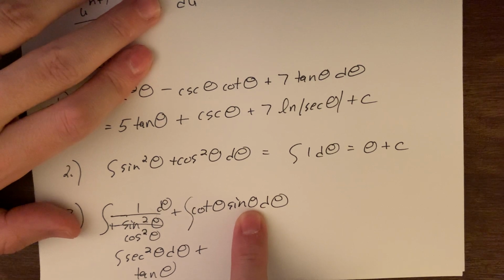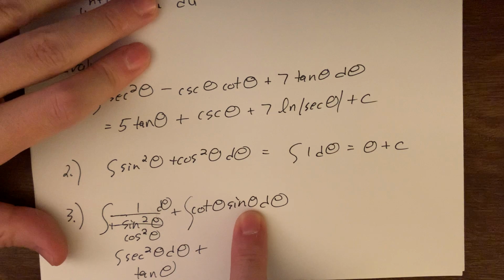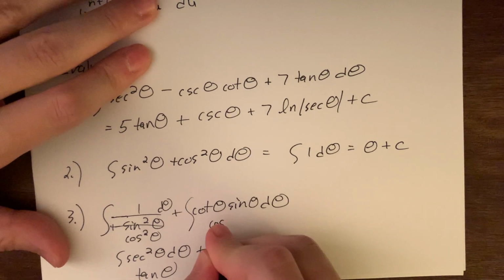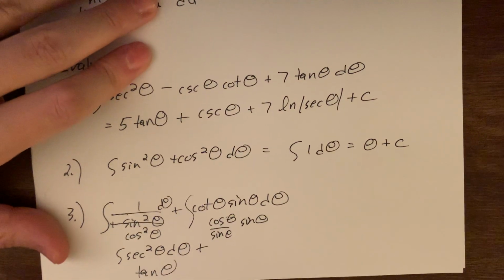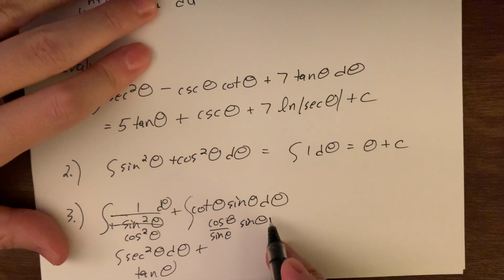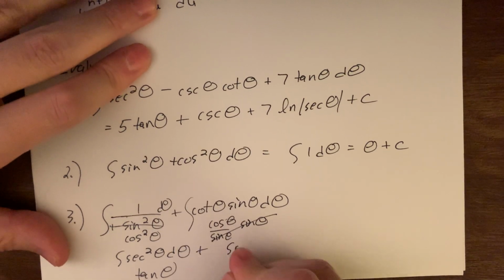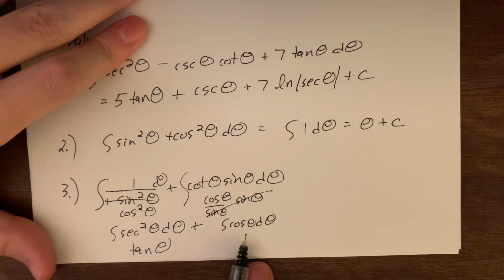So what else can I try? Well, one of the other big basics is trying to get things back to their most basic form, which is sines and cosines. Cotangent is cosine over sine. So recognizing that, and now realizing, hey, algebraically, I can cross those off. And now I'm just left with cosine.